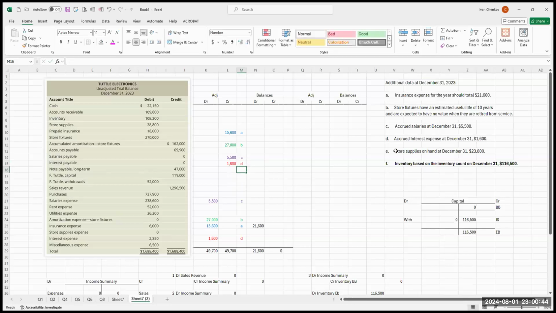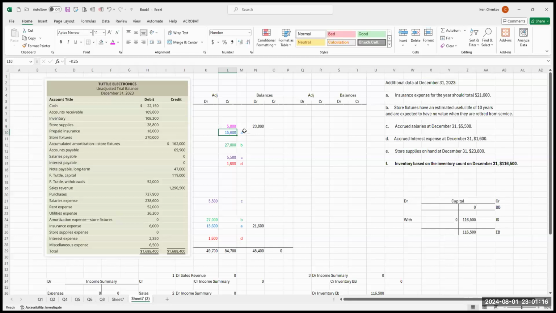The last thing that's left is the store supplies on hand on December 31st, 23,800. That's how much we have available. So what that means is that our balance on December 31st should be 23,800 only. Currently it's 28,800. So what do we have to do? We have to reduce it on the credit side. 28,800 minus 23,800 is $5,000.